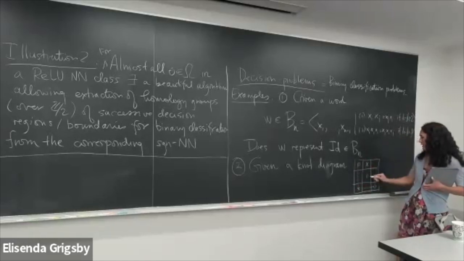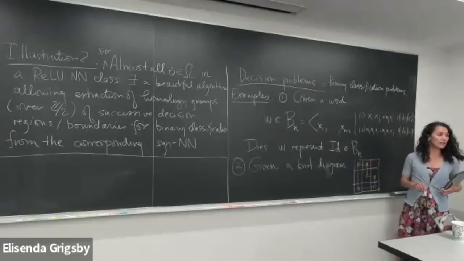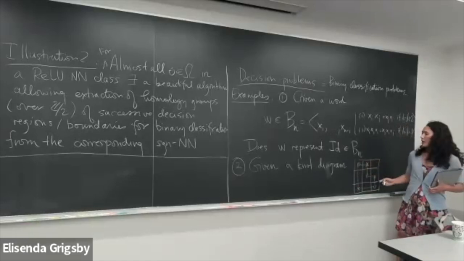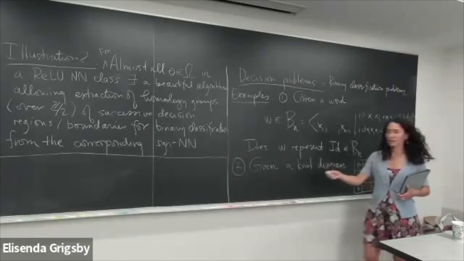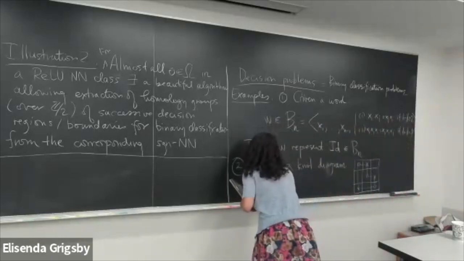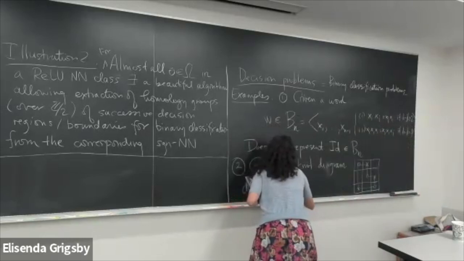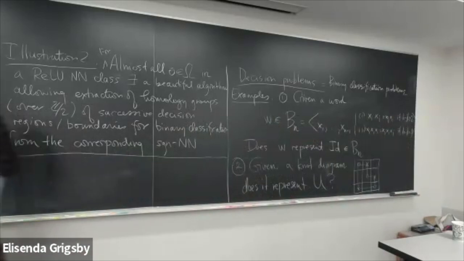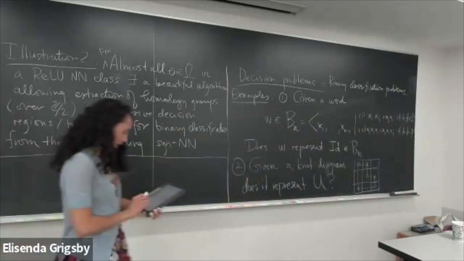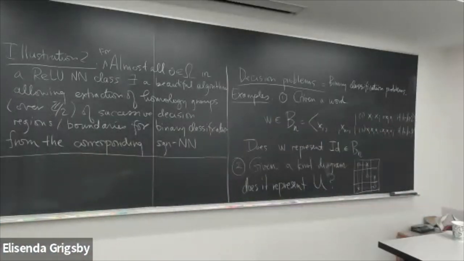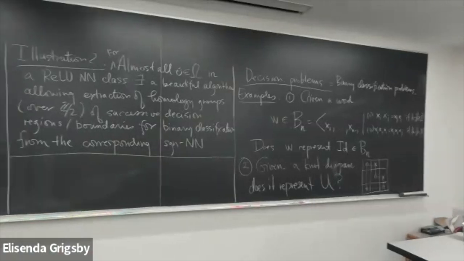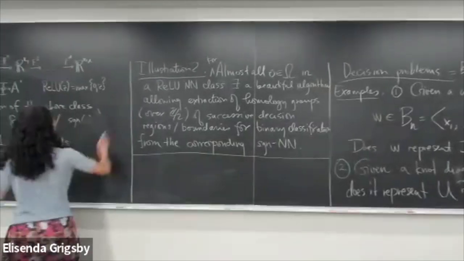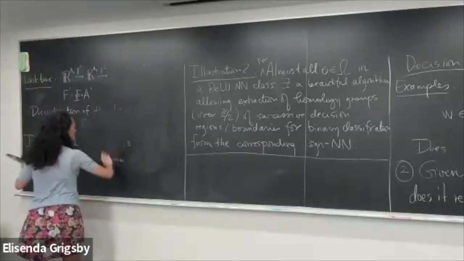In this case, it's clear that it's the unknot, a diagram of the unknot. But you could ask, given a knot diagram, does it represent the unknot? I.e., is it isotopic to the standard circle, the standard embedding of the circle? So here are some interesting decision problems in mathematics. They're all over the place.